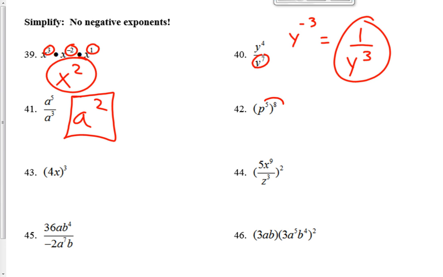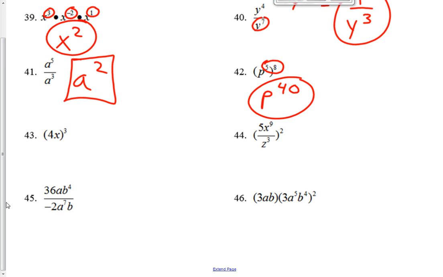42, when you have a power raised to a power, you multiply. So it's p raised to the 40th. That's the correct answer for number 42. 43. You would take the coefficient and raise it to the third. So 4 times 4 times 4 is 64.